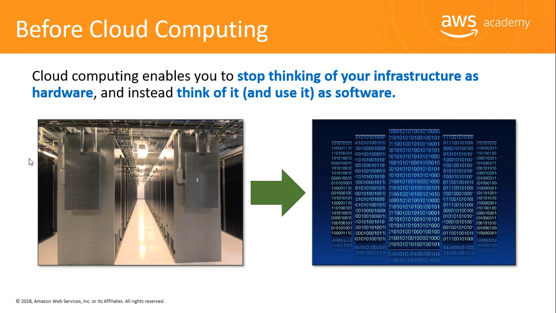This is completely called a rack system. On the right side, you can see this is only zeros and ones. This is all zeros and ones information completely collected in one single server. So basically, what it is saying is, cloud computing enables you to stop thinking of your infrastructure as a service and instead think of it as software.